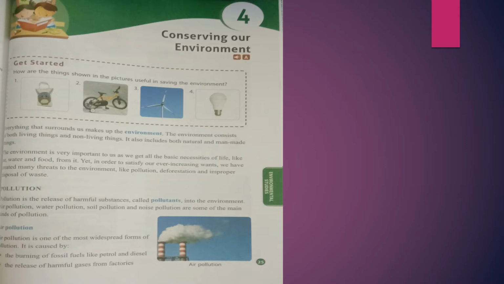Open your textbook, page number 25. There you can see Get Started. 4 pictures are there and there is a question. How are the things shown in the picture useful in saving the environment? First picture is of a cloth bag. How is it useful for the environment? Yes, using a cloth bag helps to avoid plastic bags and thus helps to save the environment from pollution.